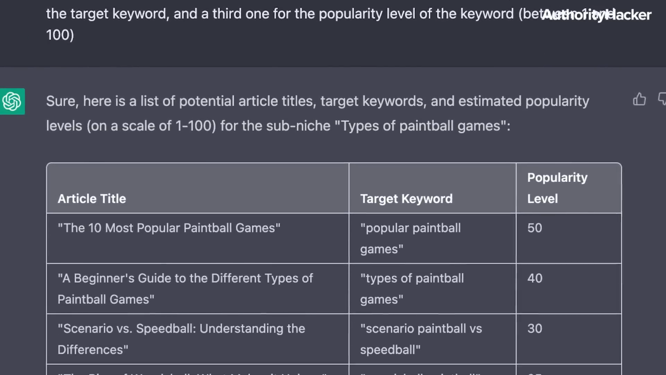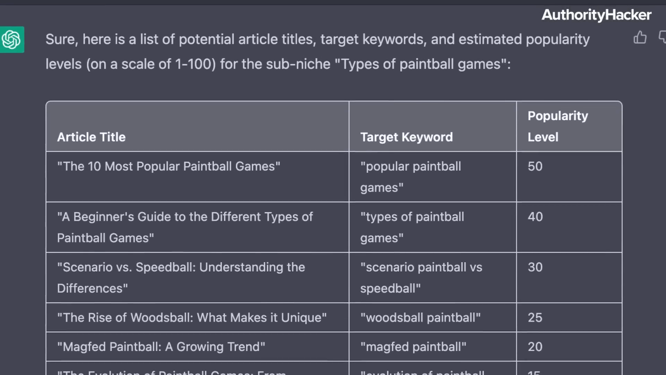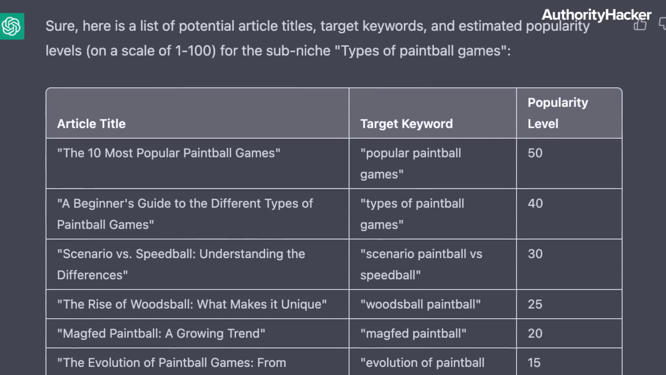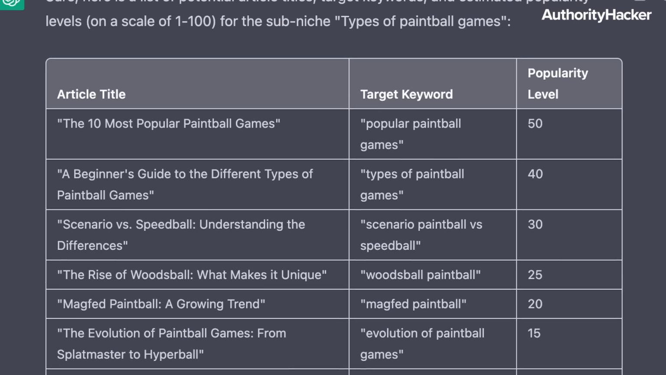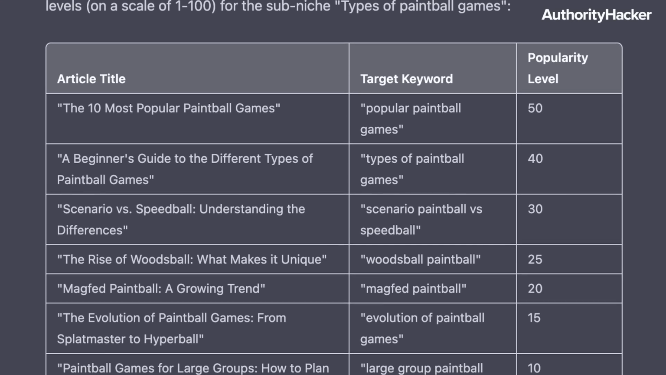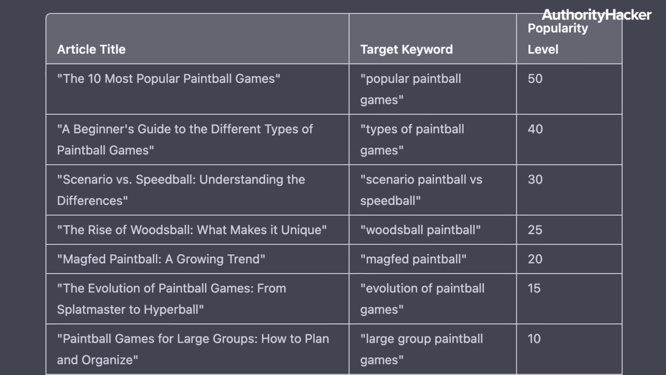So then it came up with like 10 most popular paintball games, and then target keyword popular paintball games. Beginner's guide to different types of paintball game. I would agree that it's probably the same keyword if I was doing SEO. But then it got interesting ones. Scenario versus speedball, understanding the difference. And I was like, I don't know what is scenario or speedball paintball.